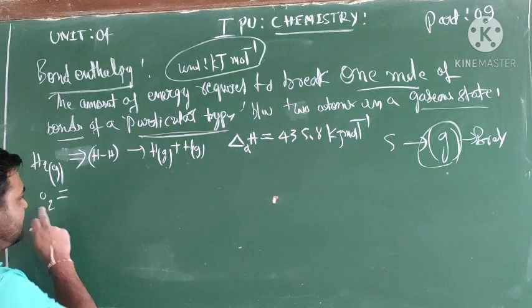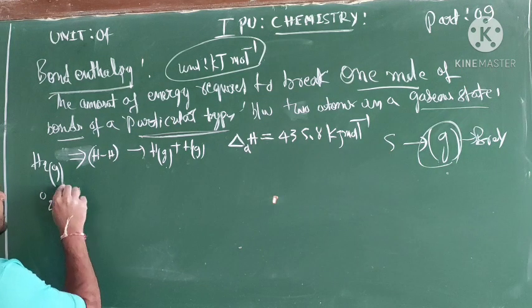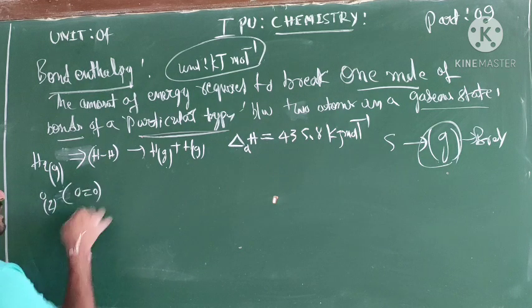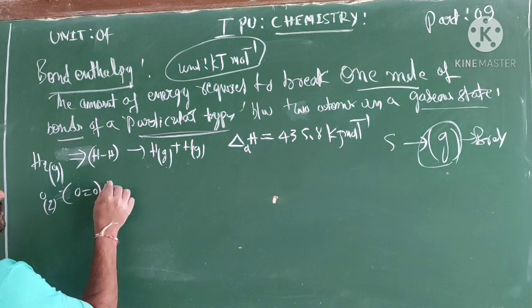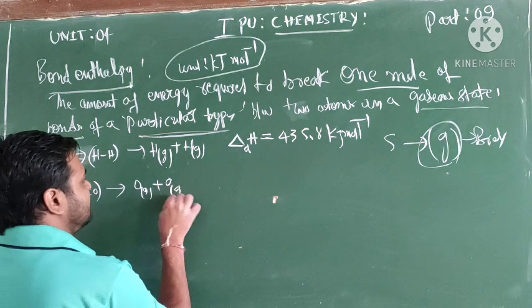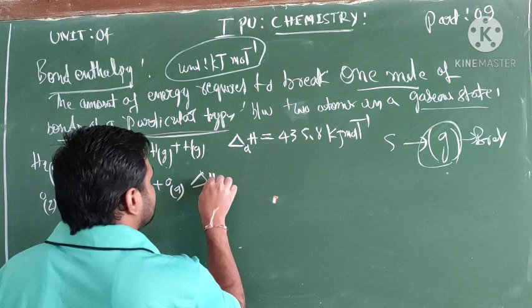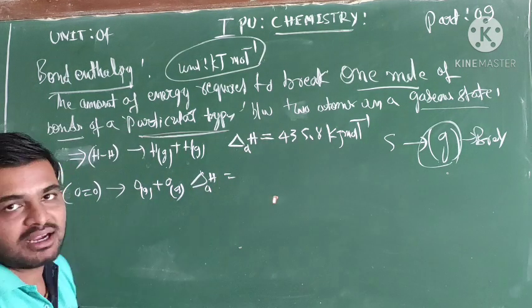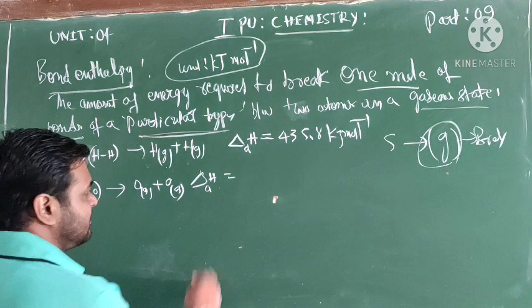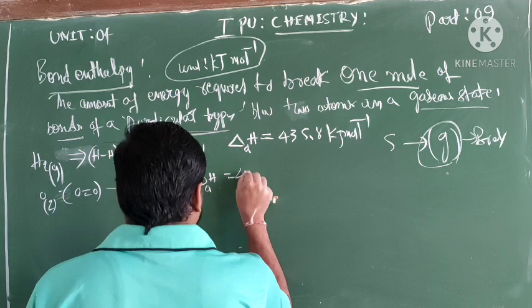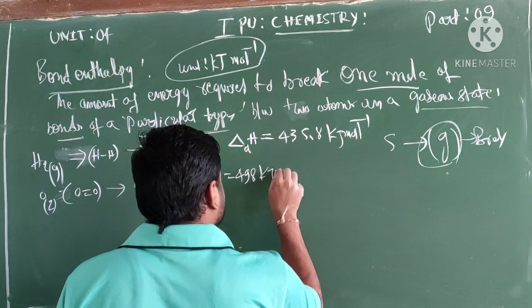Take one more example, O2, the oxygen molecule, in the gaseous state. It has a double bond. It breaks down to form gaseous oxygen atoms. The delta aH is higher than for the hydrogen single bond, because this has a double bond. So delta aH is 498 kilojoules per mole.